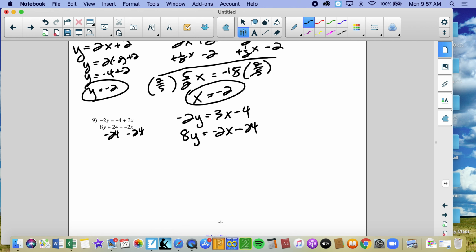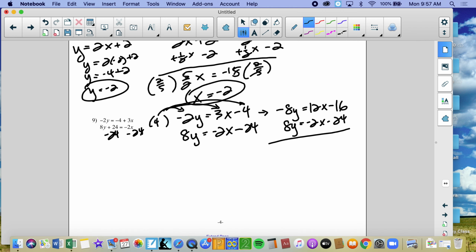Now, they don't cancel. You can't add them or subtract them. So, much like in the first problem, I'm going to cancel the y's. If I multiply this top equation by 4, that now becomes -8y equals 12x minus 16. Remember to multiply all three pieces by 4. And then I'm just going to bring that second equation over.